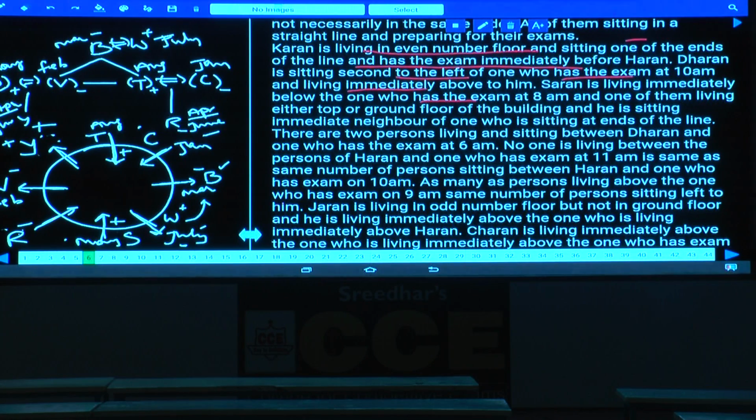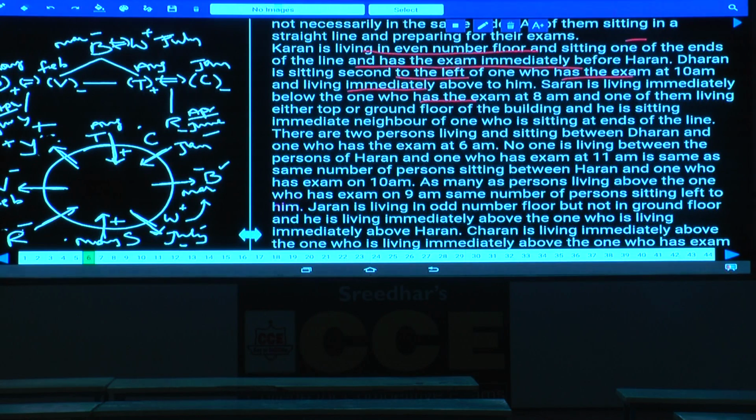And there are 7 persons living in a building and they have examinations at different times from 5 a.m. to 11 a.m.: 5, 6, 7, 8, 9, 10, 11. 7 persons, 7 different timings, but not necessarily in the same order. All of them are seated in a straight line and they are preparing for their examination. And Karan is living on an even number floor.